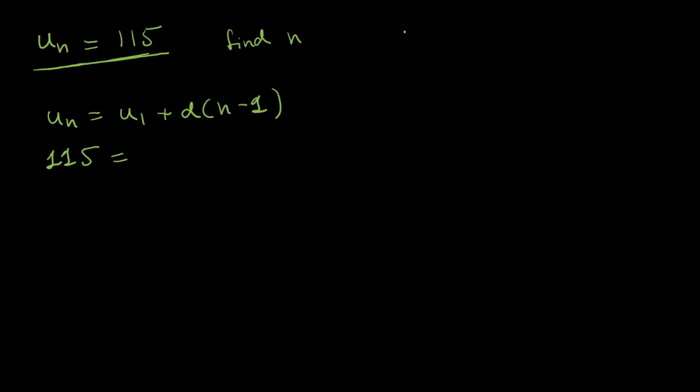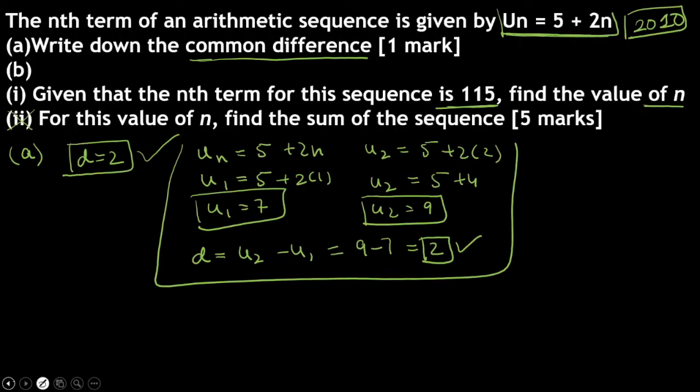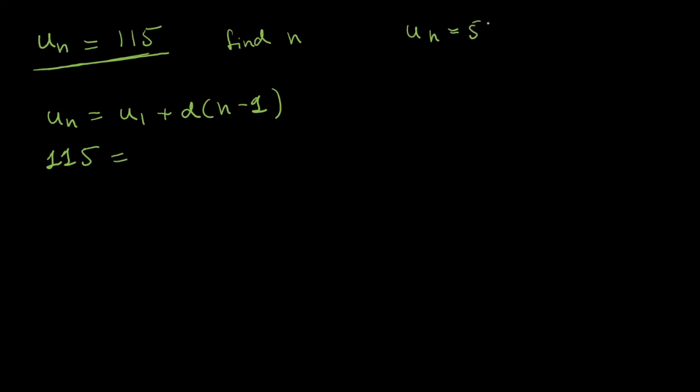For u1, we found it in the previous part, but suppose we never found it, what would we do? We would use this part. It says un is equal to 5 plus 2n. No problem. What we would do is put n is equal to 1, 5 plus 2 is equal to 7, right? So 7 was our first term. Common difference, we just found that in part A, and we don't know what n is because that's what we have to find. So that's it. Now we just solve for n. That is it.